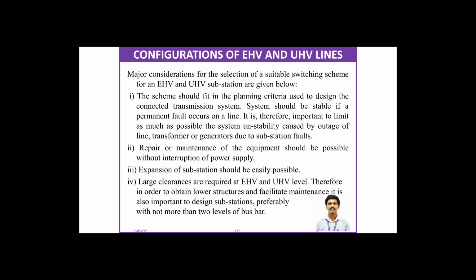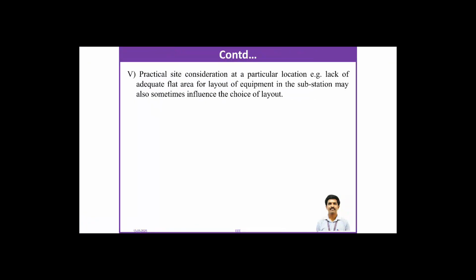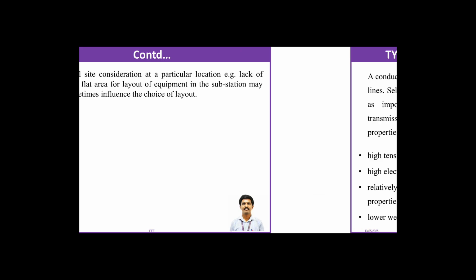Second, repair or maintenance of the equipment should be possible without interruption of the power supply. Followed by this, expansion of the substation should be easily possible, and large clearances are required at EHV and UHV levels. Therefore, in order to obtain lower structures and facilitate maintenance, it is also important to design substations preferably with not more than 2 levels of bus bar. Finally, practical site considerations at a particular location should be made, such as lack of adequate flat area for layout of equipment in the substation, which may also sometimes influence the choice of layout.